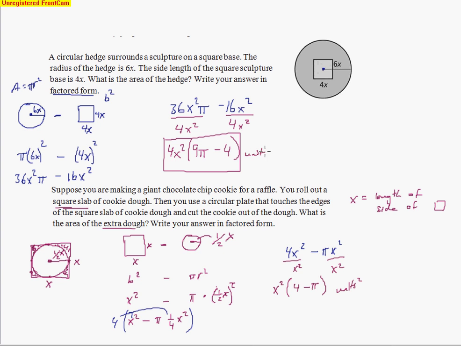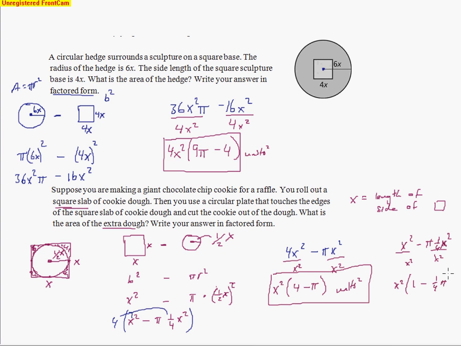If you had not multiplied by 4, here's what we would have had. We still would have had x squared minus pi, and then let's pull out the 1/4 x squared. You would have pulled out the x squared just like you had done in the last one. It would be this, x squared, and then you'd have 1 minus 1/4 pi.